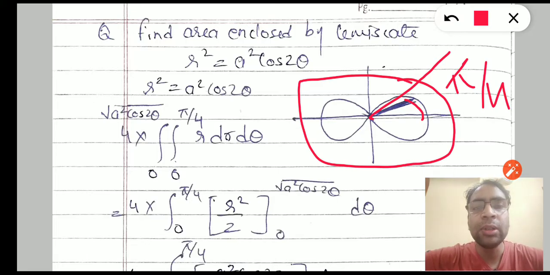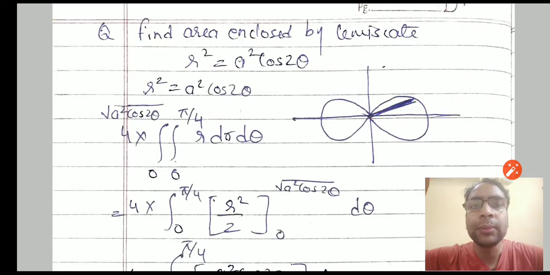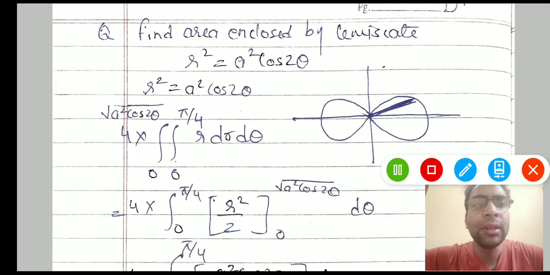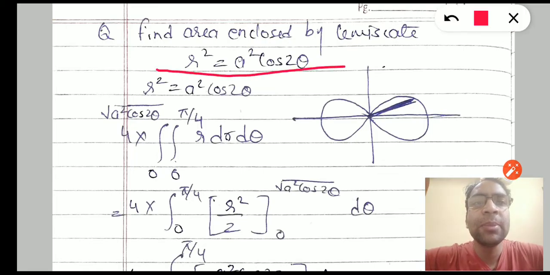So to find the complete area, we will calculate the area in one quadrant and then multiply it by 4. Let us see how this can be done with the help of the definition. The equation of the lemniscate is given as r square is equal to a square cos 2 theta. Now we need to find the limits to double integrate this. We will be taking only the first quadrant.